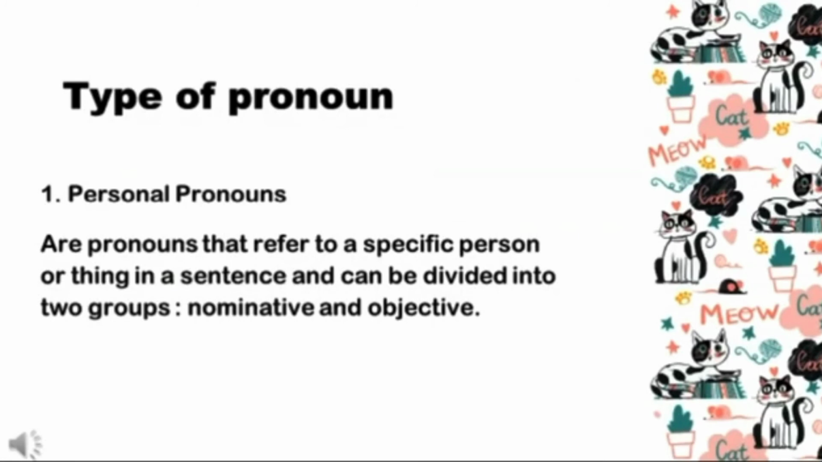The next is the table of pronouns. The first is personal pronouns. Personal pronouns are pronouns that refer to a specific person or thing in a sentence and can be divided into two groups: nominative and objective.